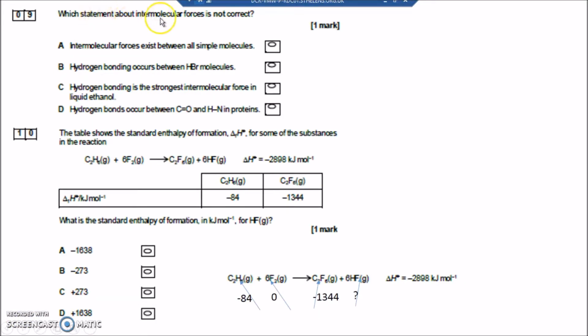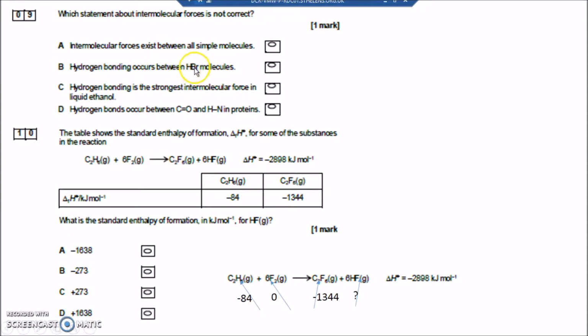Question number 9. Which statement about intermolecular force is not correct? Intermolecular force exists between all simple molecules. Yes, even if it's just simple van der Waals forces, then they exist. So A is correct. Hydrogen bonding occurs between HBr molecules. No, you only get hydrogen bonding when you get a hydrogen to an oxygen, a hydrogen to a nitrogen, a hydrogen to a fluorine, and you get a large difference in electronegativities, so you get a large polarity, a large delta plus and delta minus, a large polar bond, and then the intermolecular bonds are strong between those large polar bonds in each of the different molecules.